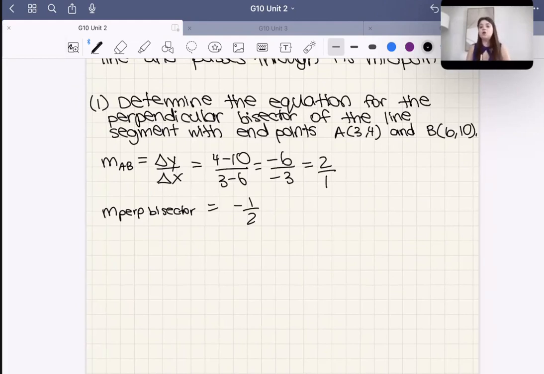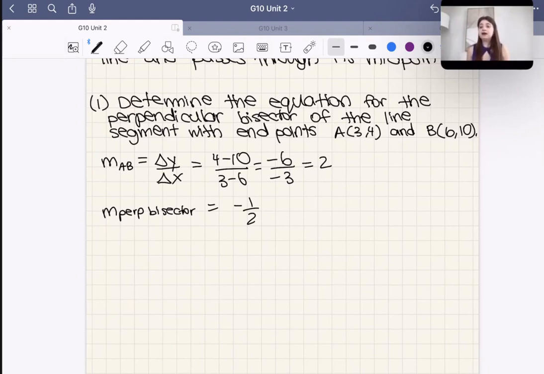When it's a whole number, think about a whole number as just the whole number over 1. We flip it, we get the reciprocal. And then for perpendicular lines, we must make it the negative reciprocal. So that's why there's also a negative sign there in front of the a half. Okay, good. So now we found the slope of our perpendicular bisector.